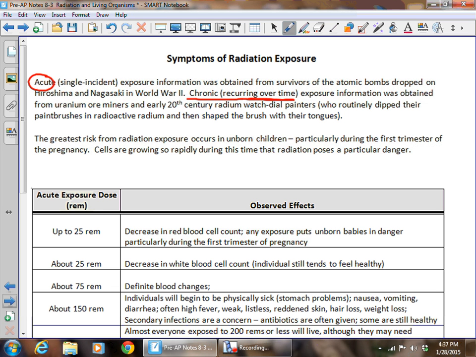The greatest risk occurs in unborn children, and especially during the first trimester, because cells are growing so rapidly during that time that the radiation is going to affect them more. The faster the cells are growing, the more that radiation affects them, which is why fast-growing cancer cells can be zapped with radiation because of that.